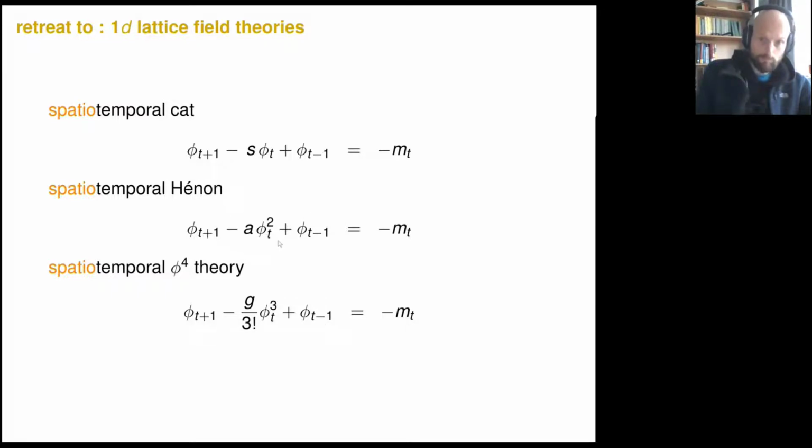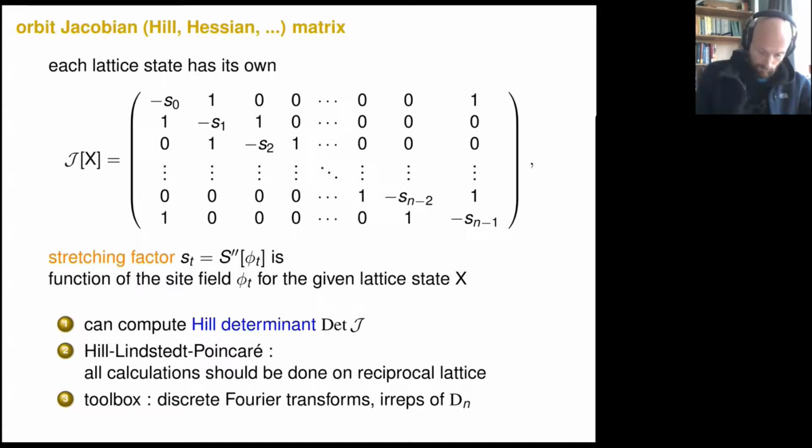It just says, I take the square of my field, multiply by the stretching factor, which Hénon calls A, and compare it to the neighbors. And if you're field theorists, you realize the first non-trivial field theory, scalar field theory, is called phi-4 theory. This one, field theorists don't like because the potential doesn't have a bottom, but this one does. So now we are in field theory.